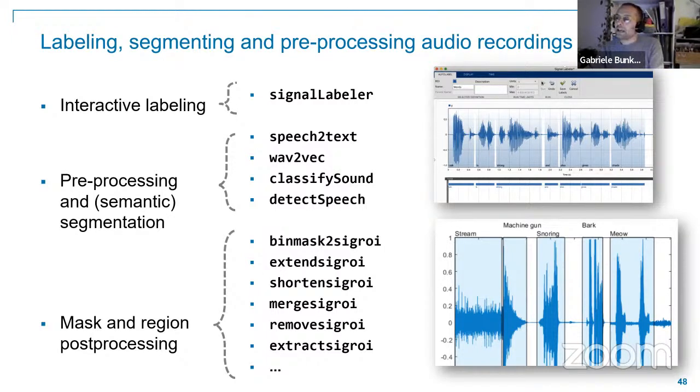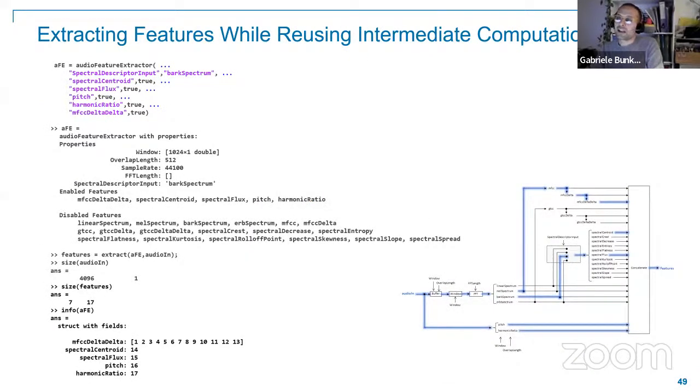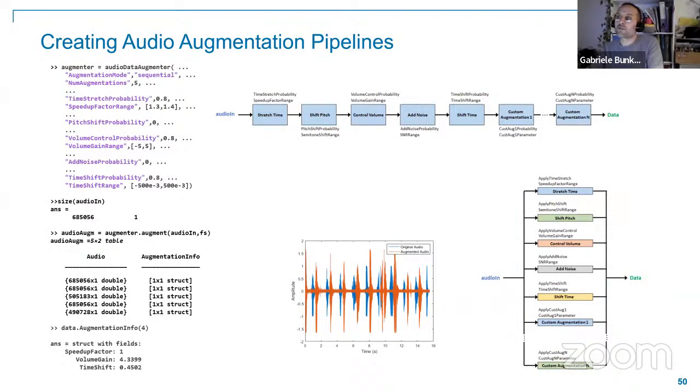And aside from things specific to labeling and segmentation, MATLAB's got a lot of new things for feature extraction, a lot of new things, for example, for randomized, automated augmentation of audio. See, this is a new object called audio data augmenters that allows you to have either serial or parallel pipeline of augmentation effects that you can control randomly to try and improve the accuracy of your model if you don't have too much data available.